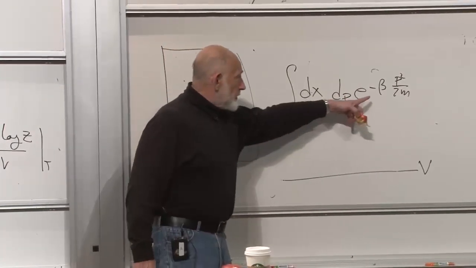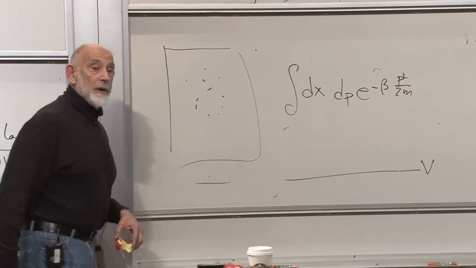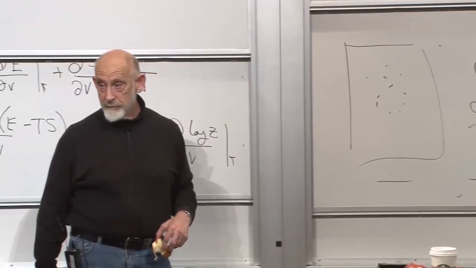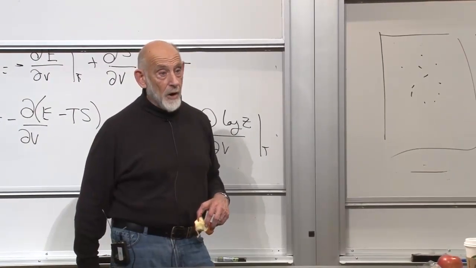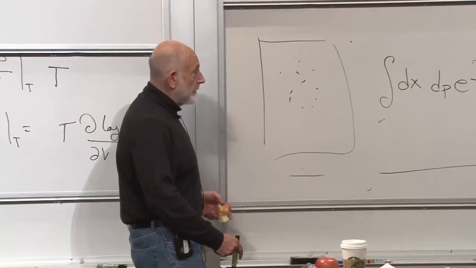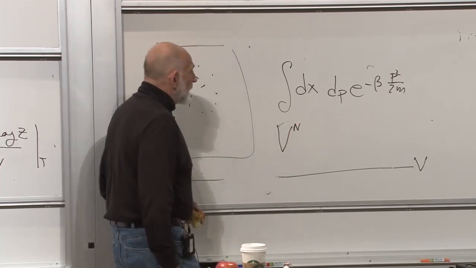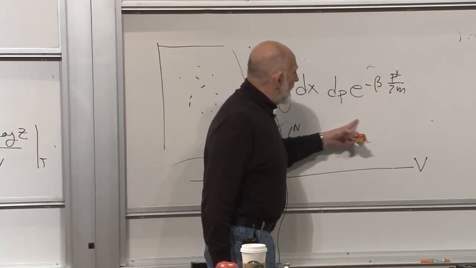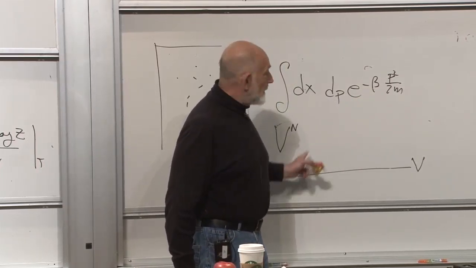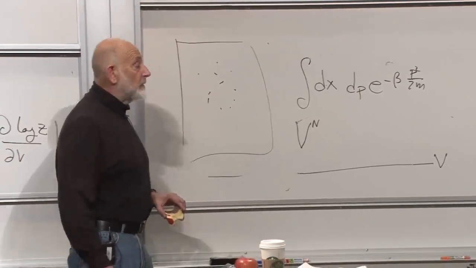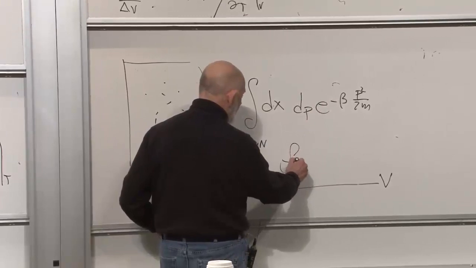Now, if you remember, this factored. The p integration doesn't depend on x at all. And the x integration just gives you what? If there was only one particle, it would give you the volume. And if there are N particles, it gives you the volume to the Nth power. So this is volume to the Nth power times an integral which depends on the temperature but not on the volume. The p integration does not depend on the volume, so there's whatever was here, some function of beta.